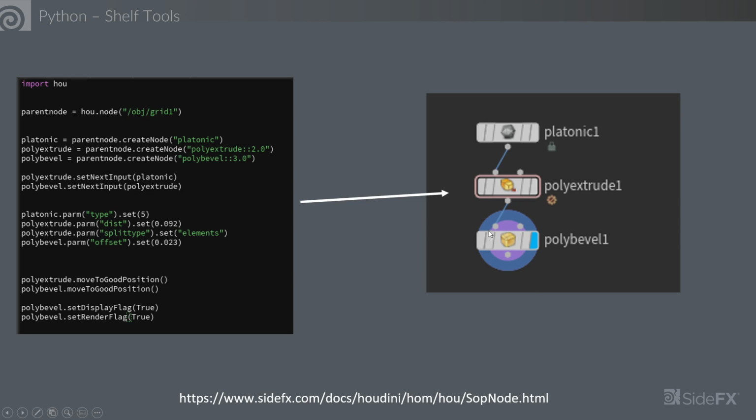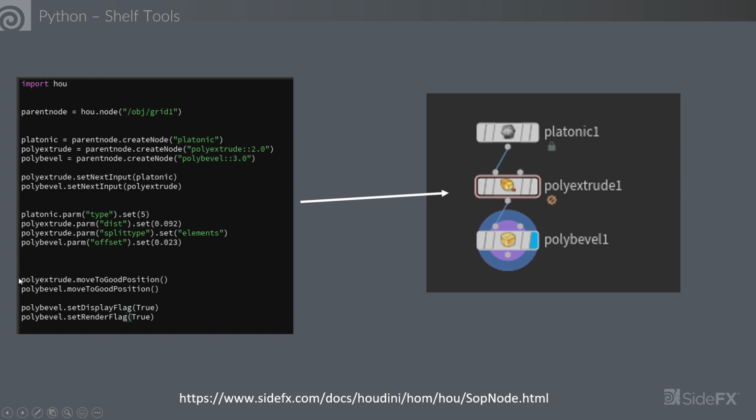So how do we set the display flag or the render flag or any other type of flag that we want to set? Well, that's really easy. You just call the node, right? Polybevel dot setDisplayFlag true, which is going to set the display flag, and then polybevel dot setRenderFlag true. If you want to set the render flag to be something else, for example, something that subdivides, so you have high poly, you can do that too. But this is just showing you how you can set the node flags through Python.